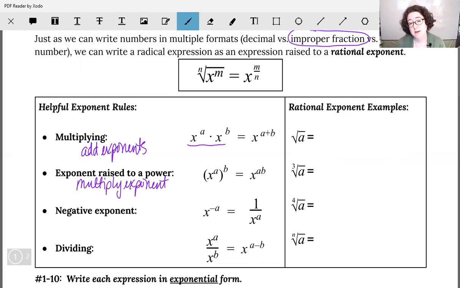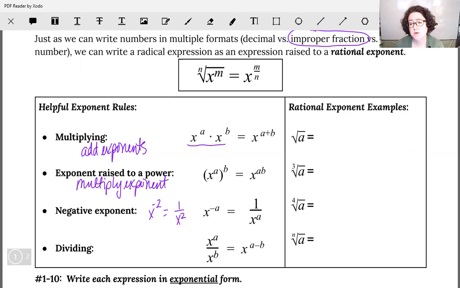This one's probably new. If we have a negative exponent like x to the negative a, then we can write that as a fraction. For example, x to the negative 2 we would write as 1 over x squared. So it tells us to take the reciprocal of that expression, but keep the expression with the positive exponent in the denominator. And when we're dividing, we subtract our exponents, as long as the base is the same. We'll see a few problems that mix and match these rules.